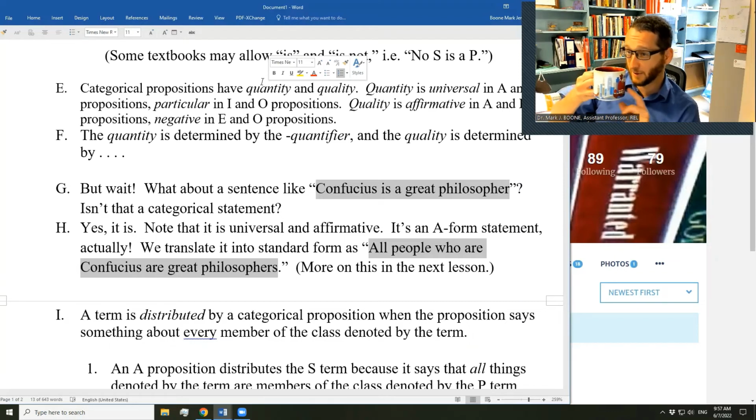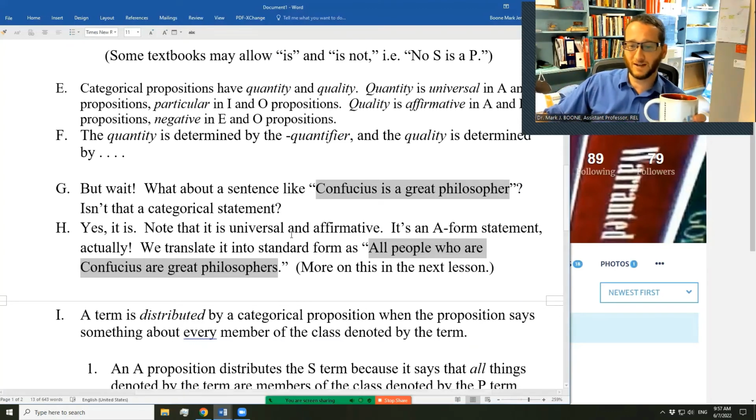"My teacup is not purple" would be translated as "All things that are my teacup are things that are not purple," or better yet, "No things that are my teacup are purple things." That would be the better way to do it. We'll do more of this in the next lesson.